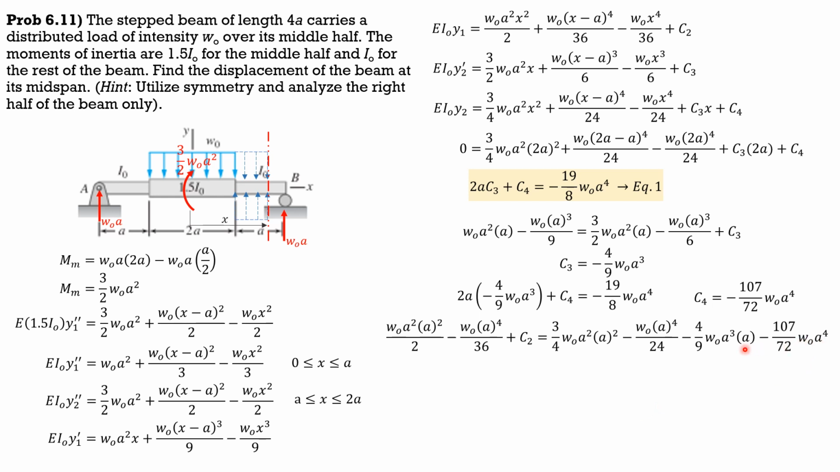So because these are all like terms, use your calculator there. We can solve C sub 2. C sub 2 is negative 61 over 36 w0 a to the fourth.